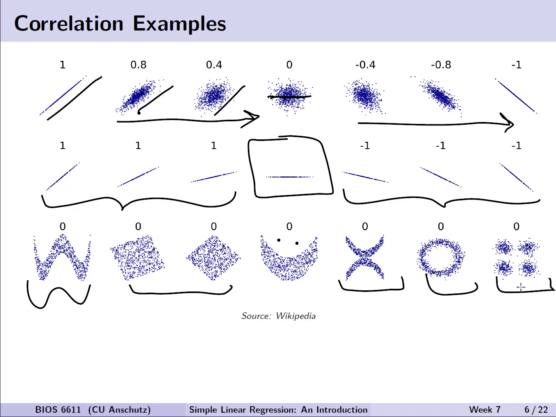But essentially, with these data, the correlation would be 0 because any line we would draw through, we would have no way of identifying a meaningful direction for that linear trend of the data. They may be correlated in other ways, but not with our Pearson's correlation.